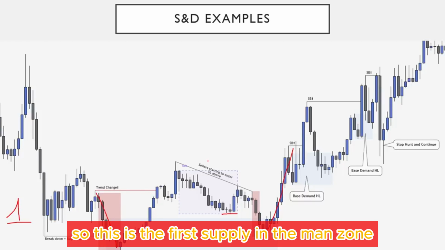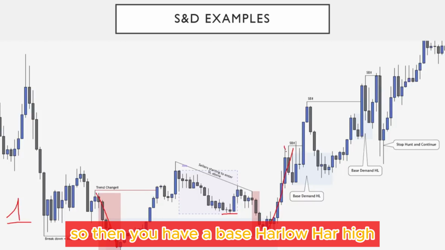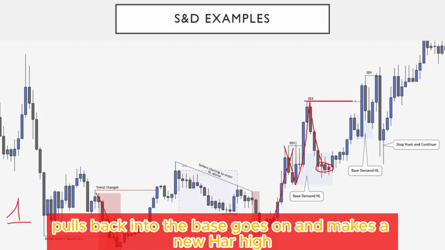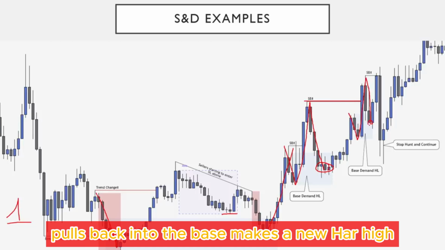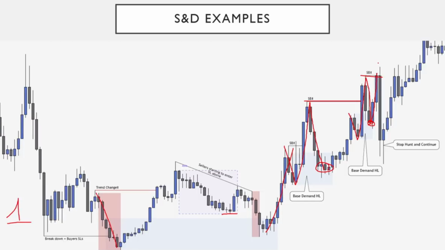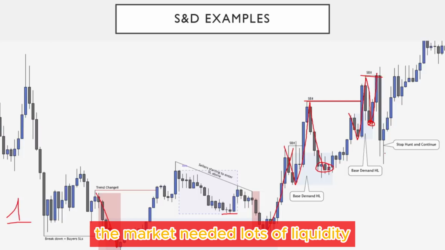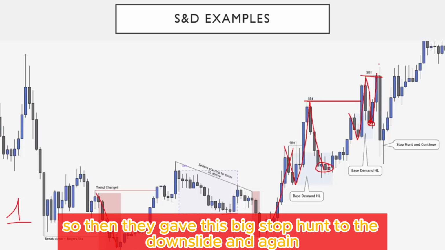So this is the first supply and demand zone, and there is the second one. So then you have a base, high, low, high, pulls back into the base, goes on and makes a new high. There is a new base, push, pull back, right, pulls back into the base, makes a new high. Then here for a brief moment, the market needed lots of liquidity, so then they gave this big stop hunt to the downside, and again, this happens, right?